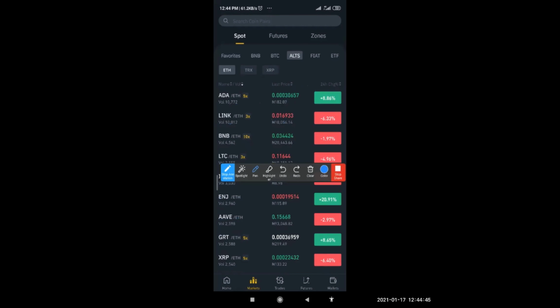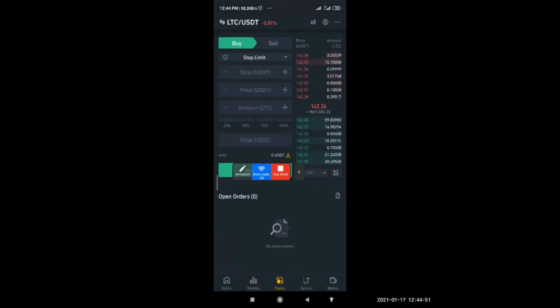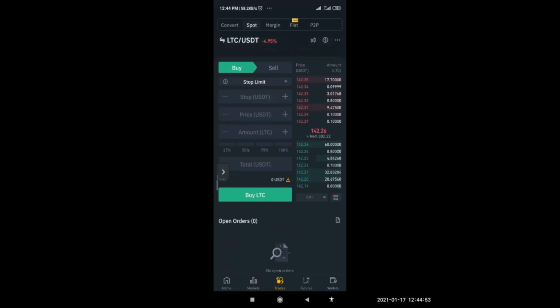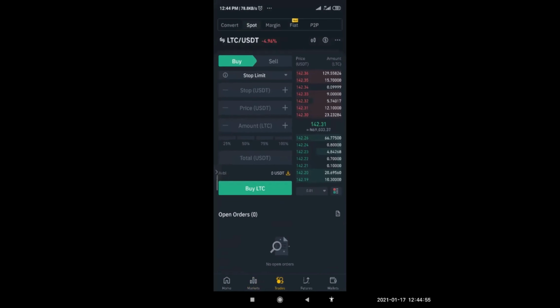Okay. And then we have the next tab, which is the trades tab. This is where we execute our buy and our sell. So we have the buy and then we have the sell option here. Look at it, buy and sell. And then we can pick the type of order we want to do, whether it is limit order, market order, or whether we want to go out of the market, that is the stop limit.